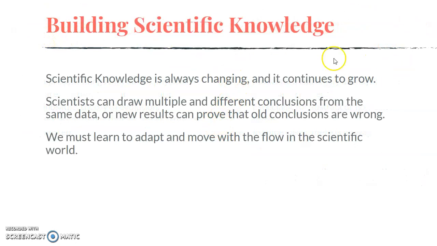Now, next we have building scientific knowledge. Now, the world around us is ever changing, ever evolving, and it's fast. In 10 years, our world would be completely different than what we think it looks like now, right? There is no way to keep our world constant. There's technology and evolution, and it's just going on and on. So, just like that, our scientific knowledge is also changing and it continues to grow.